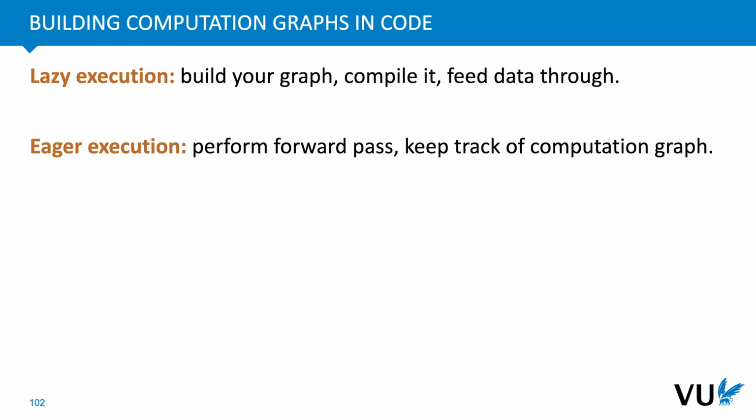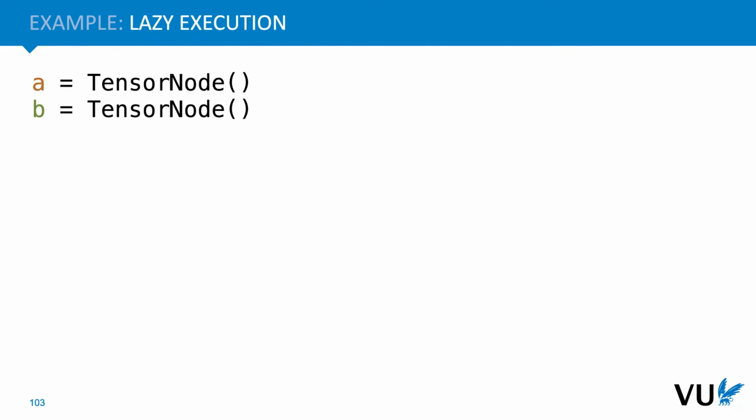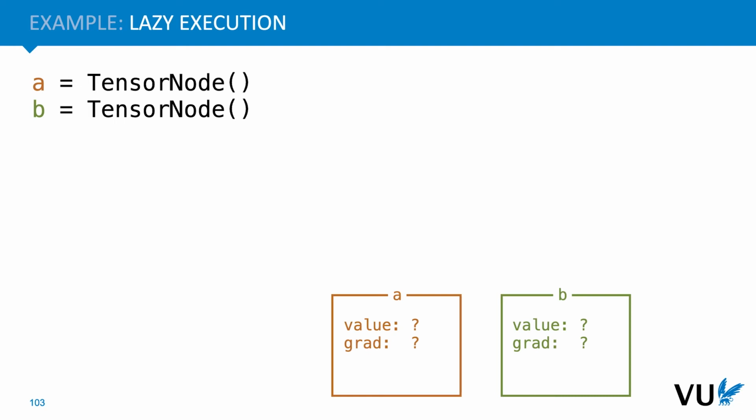There are two basic strategies to achieve this: lazy and eager execution. Let's start with lazy execution. Here's one example of what a lazy execution API might look like. We start by creating some tensor nodes, A and B. Now note that when we create these, we don't actually tell the system what values are in them. We just create two objects with room for a value and room for a gradient, but we don't tell the system yet what those values are, and we multiply them together.